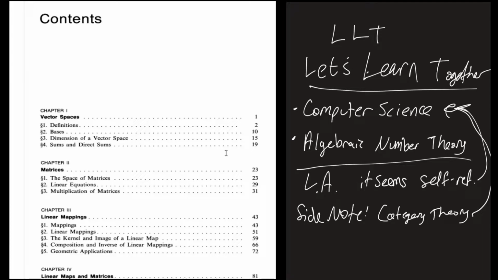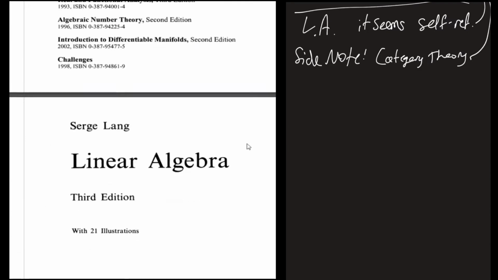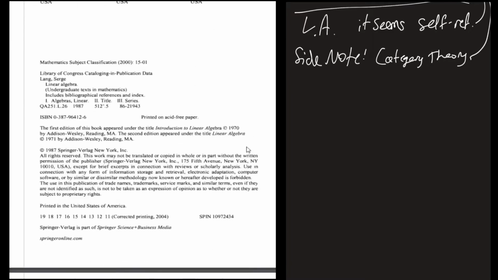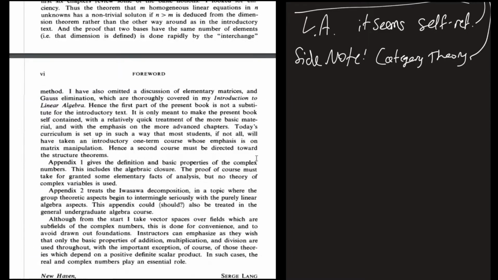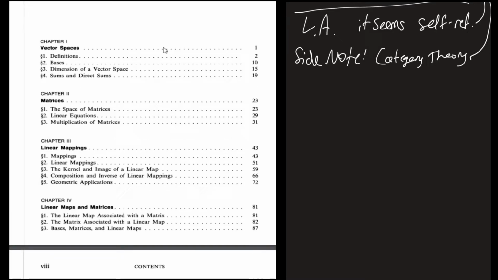But enough of that. Let us do some reading on the contents of this book. So this is Linear Algebra by Serge Lang. I've heard good things about this book, so I'm actually pretty excited to see what it's about and how it kind of flows. But yeah, let's see. So chapter 1, vector spaces. So let's look at what we have.